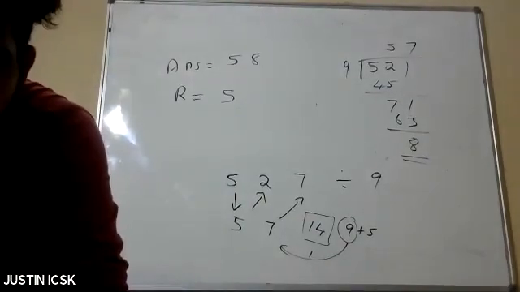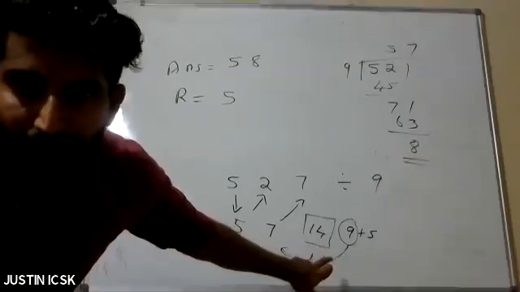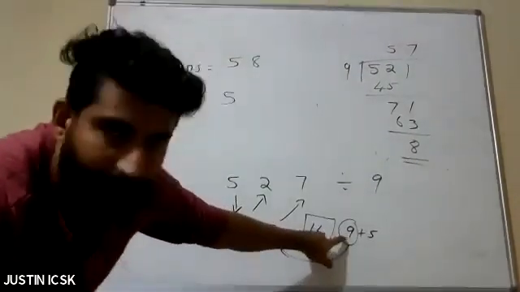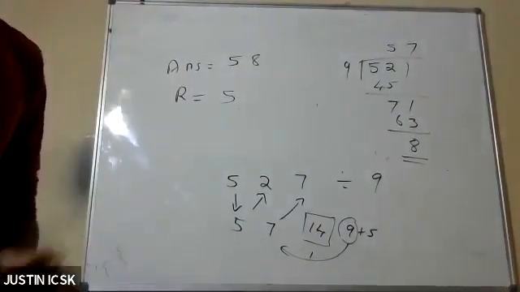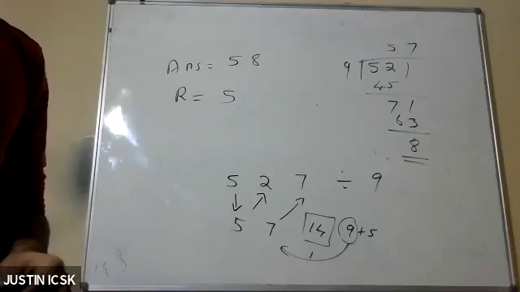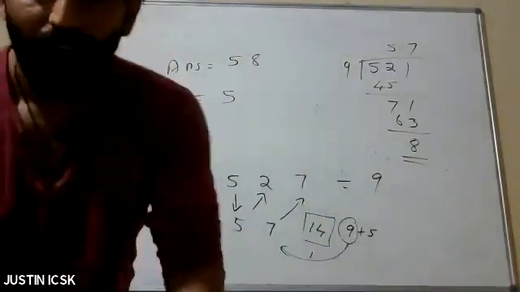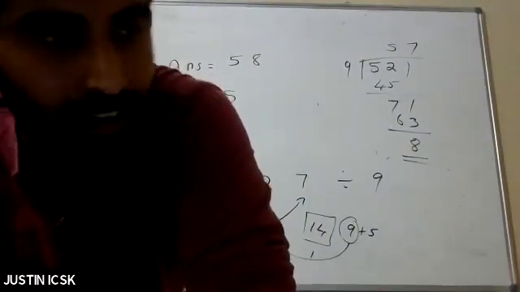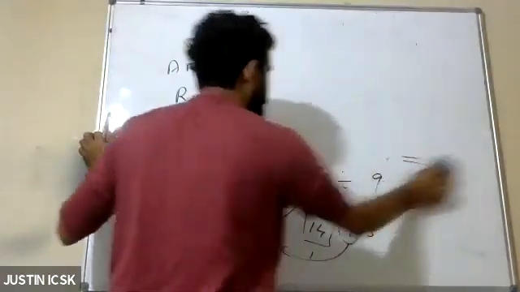I hope now you understood the method. Check if it is more than 9, then 9 plus 5. Then you take 9 as 1, then 5. So this is for 9 only. Now we'll check how we will do it with 99.